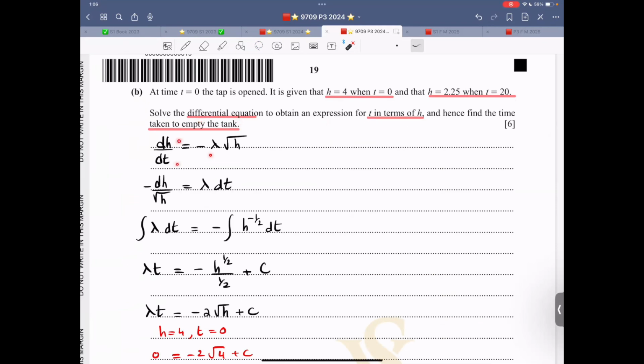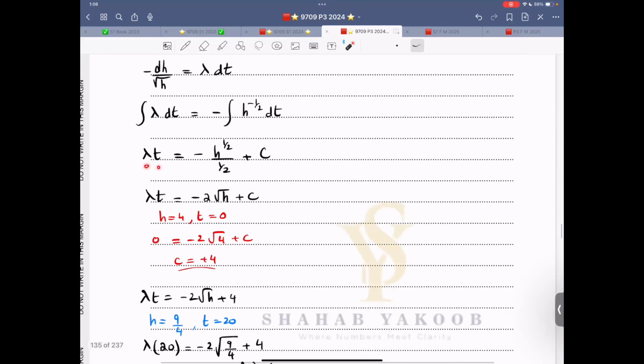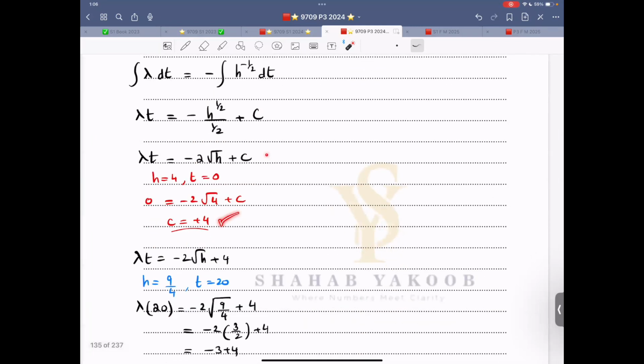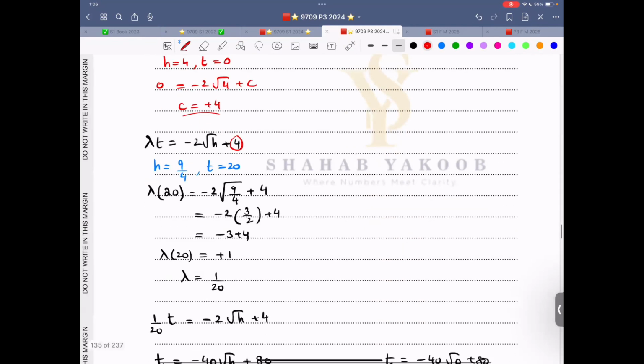dh by dt is minus lambda root h. dh over root h with a negative sign, I took this negative on that side, is lambda dt. I changed the sides, lambda dt is this much. I took this thing up. And then lambda t is this thing integrated plus c. Simplify it a bit. Plug in the first condition, find the value of c. Once the value of c is found, so there is the c over here. C is this 4 over here. Once this is found, then plug in the other condition.